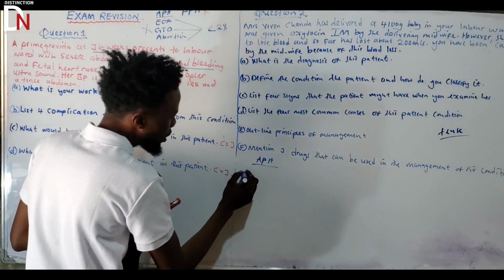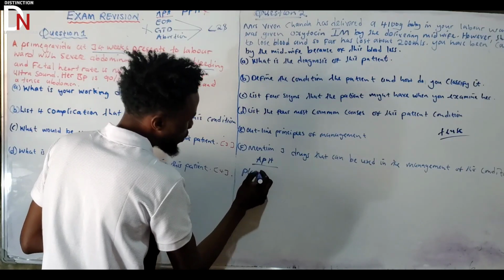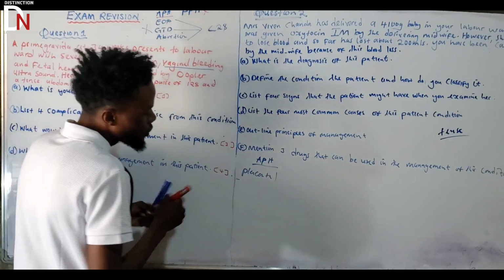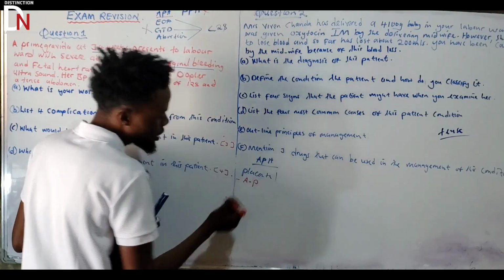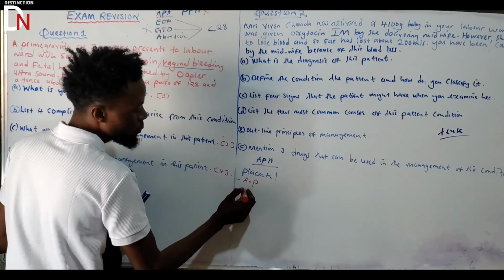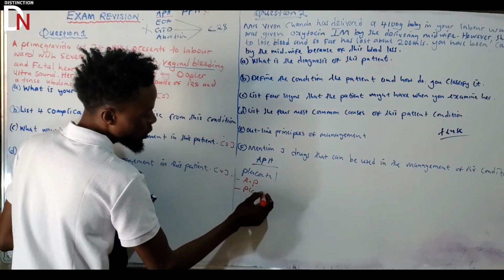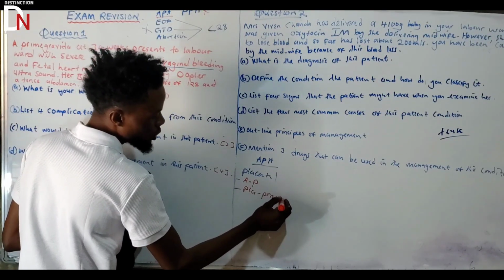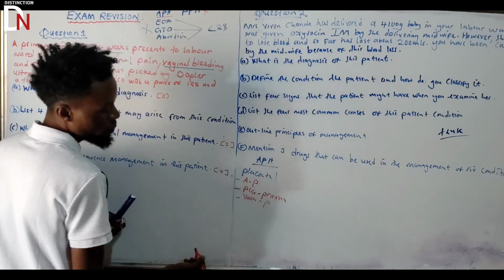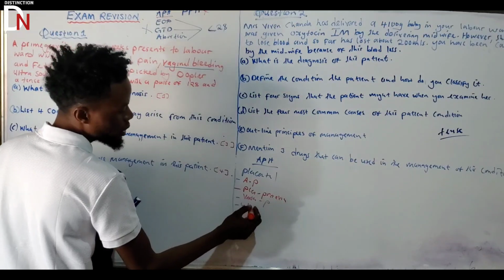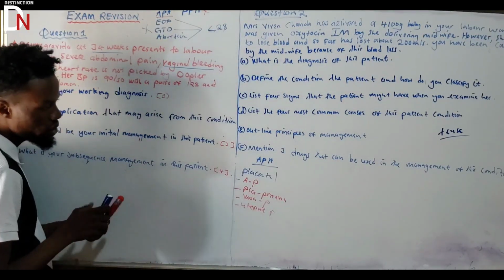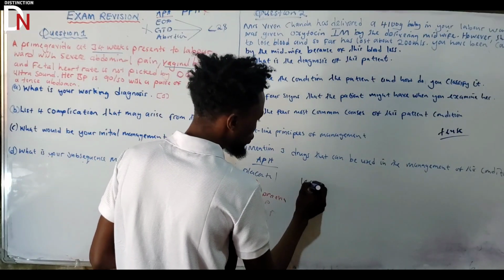Remember that under APH there are what we call placental causes. Among the placental causes, the first one is abruptio placenta, the same one I've talked about. There is placenta previa. What else apart from that? We have vasa previa. Then the last one is uterine rupture.